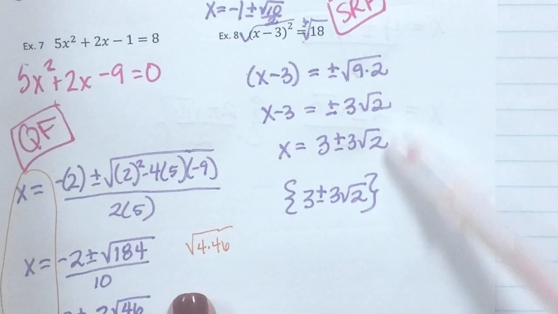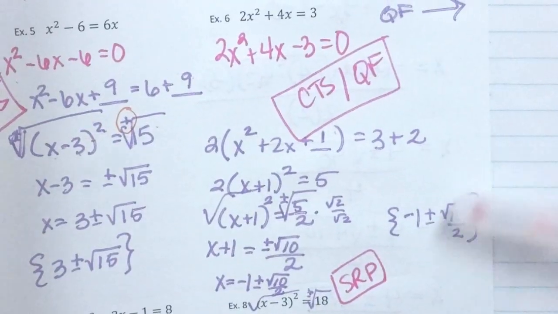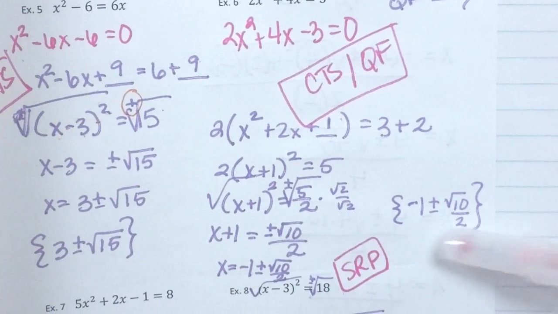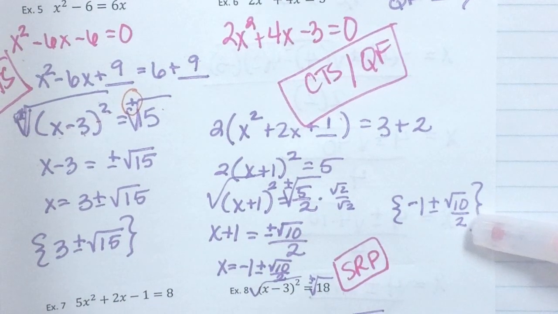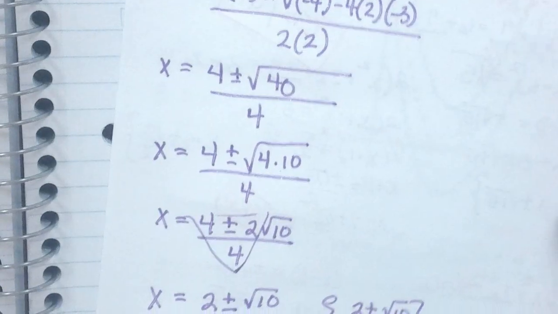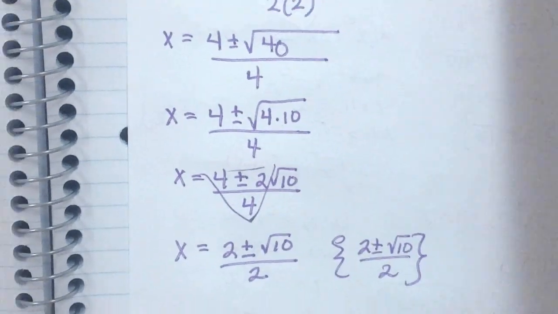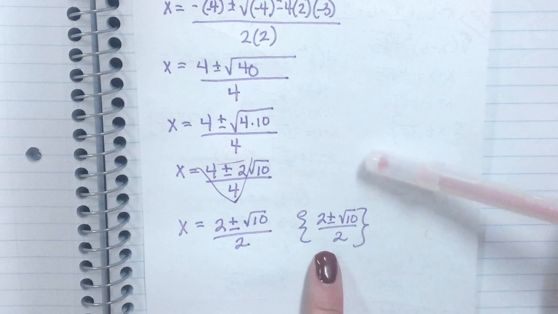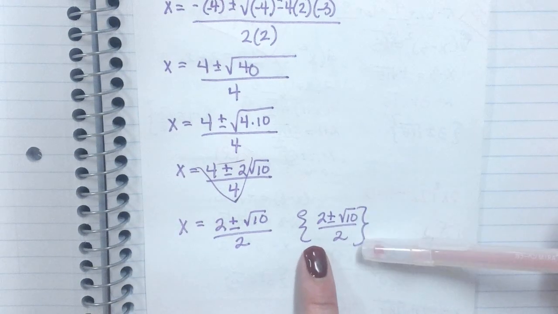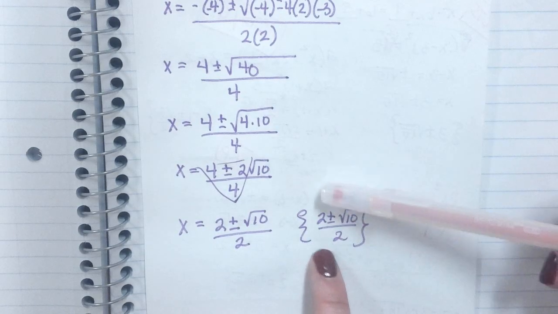Okay? Now number 6, you could have gone either way. If you did completing the square, this is likely how you would write your answer, -1 plus or minus root 10 over 2. If you did quadratic formula, which after doing both, I think quadratic formula was probably the better choice, this is how you end up writing your answer, but they're equivalent, right? Because you could separate this and be 2 over 2.